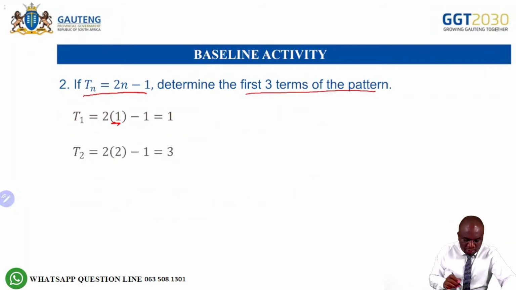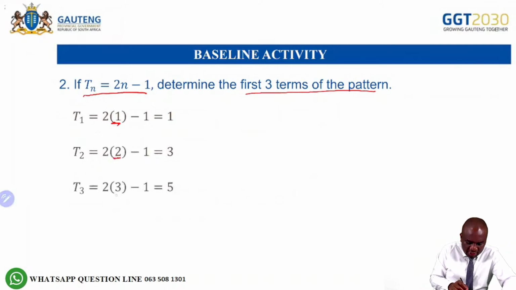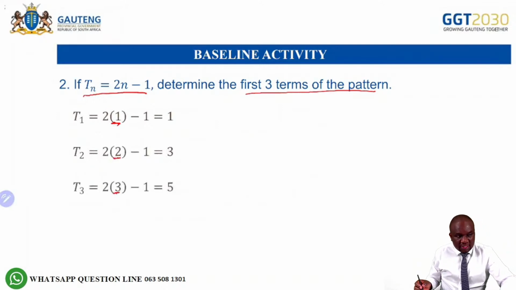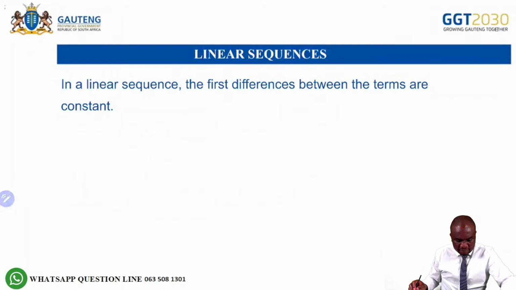Then term number 2, where there's n, we put 2. See that? 2 times 2, which is 4. 4 minus 1 is 3. And then we have T3, where there's n, we put 3. And then we get that our third term is 5. So our first 3 terms are 1, 3, 5. Okay, these are the first 3 terms.